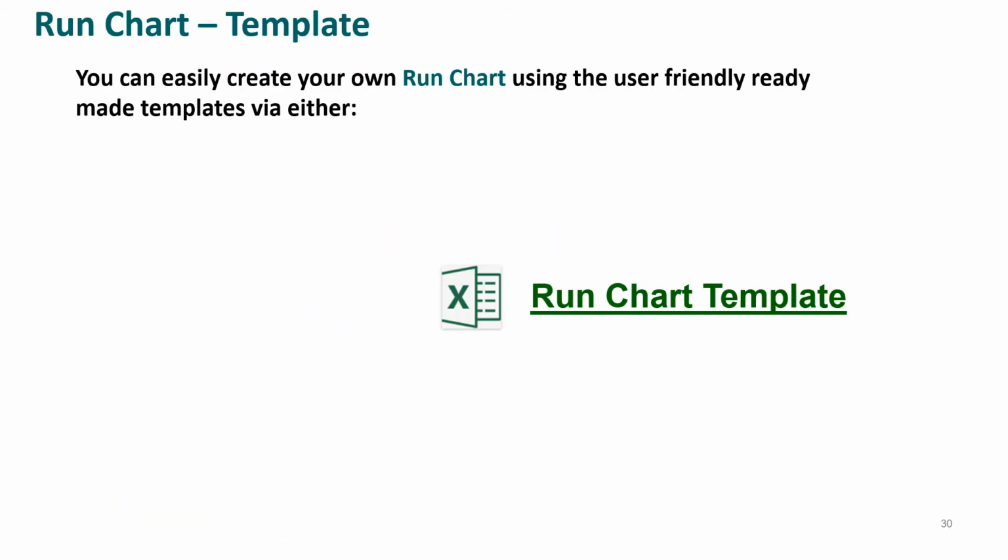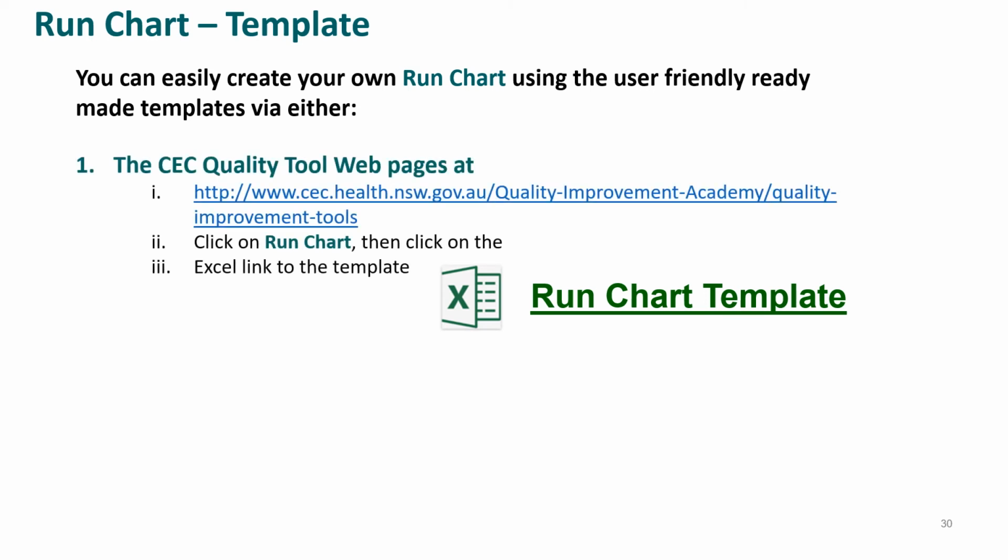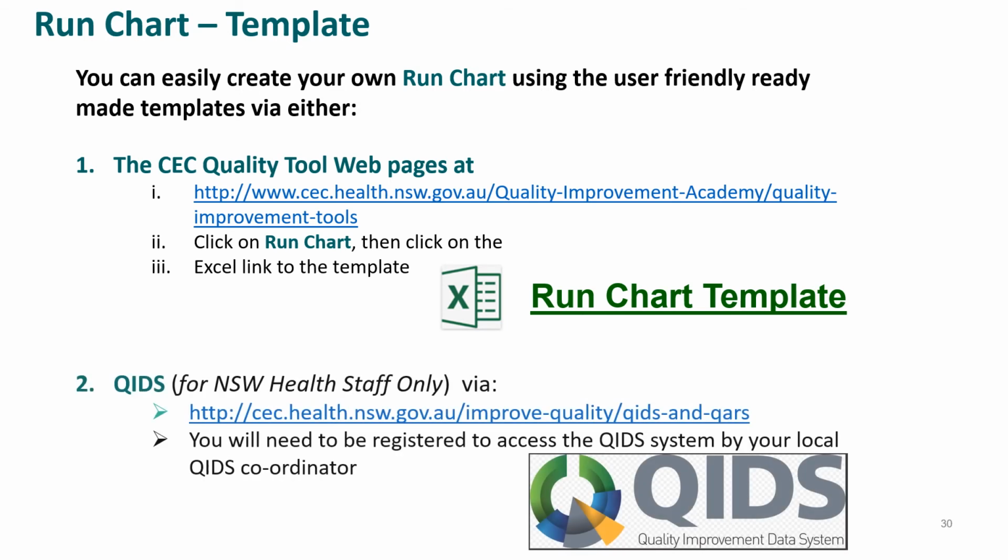You can easily create your own chart using the user-friendly ready-made templates on the CEC website. And we have two different systems where you could do this. Either on the Quality Tool web pages, and you click on the chart that you want, and then there will be an Excel template for you. Or you can use the Quality Improvement Data System, or the QID system. You'll need to be registered to access the QID system by your local QIDS coordinator in your LHD or your network, and this is for New South Wales Health staff only.